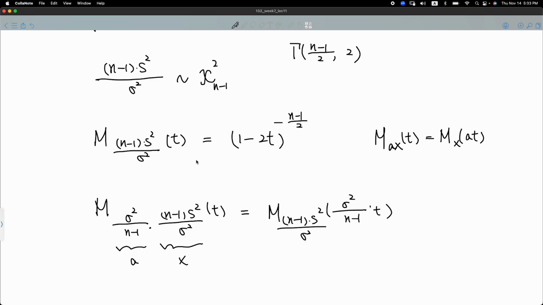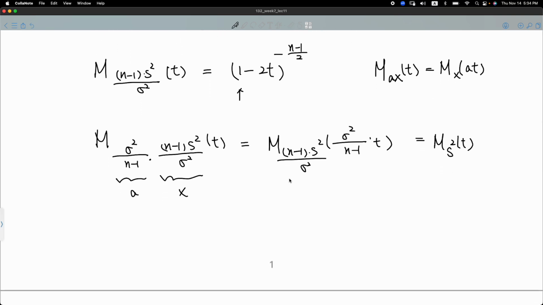And now we can use the moment-generating function that we know of to find the moment-generating function of S squared. By simplifying the left-hand side, this should give you the moment-generating function for S squared of t. And now we plug in the new t. You can call this t star. Then you bring t star into this moment-generating function, which is (1 - 2 t star), where t star is sigma squared over (n-1) multiplied by the original t, with the same exponent, negative (n-1)/2.